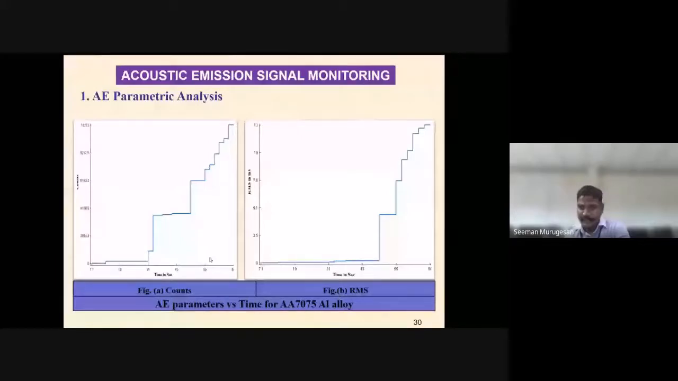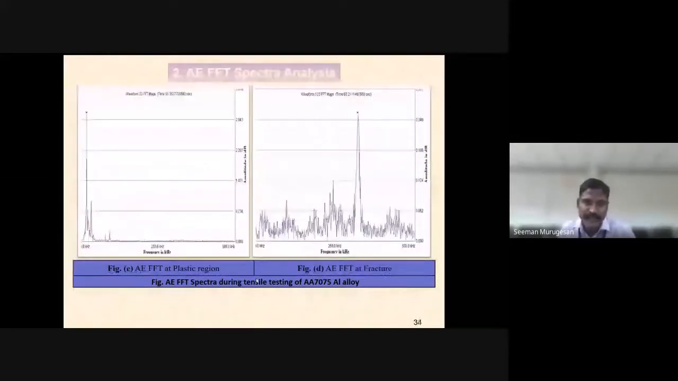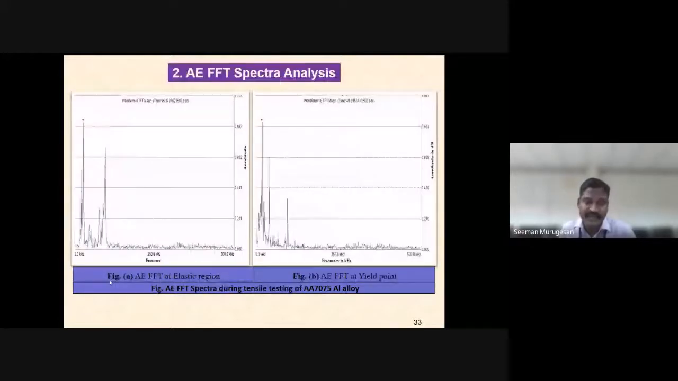The acoustic emission FFT spectral analysis also clearly indicates the elastic, yield point, plastic region and final fracture. You see the AE FFT spectra during the tensile testing of AA7075. The first figure shows the FFT spectra of the elastic region. The second figure shows the FFT spectra at the yield point, at a time of 49.995 seconds. The 18th FFT waveform is the elastic region, at the 15th second.